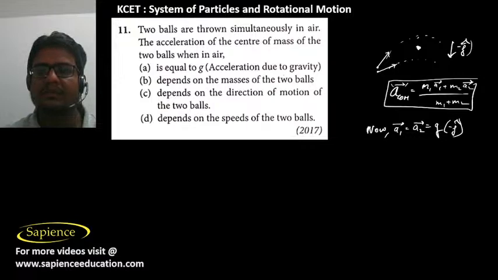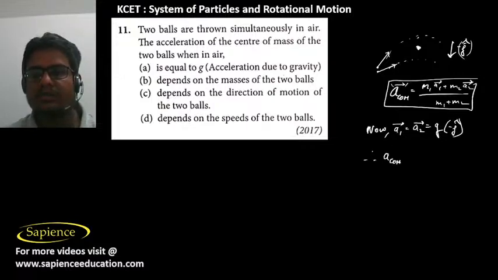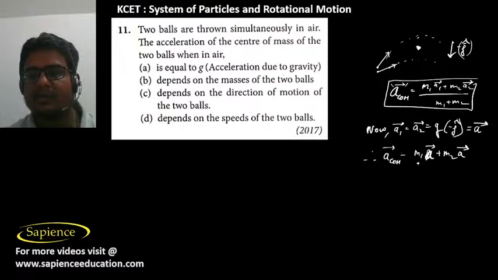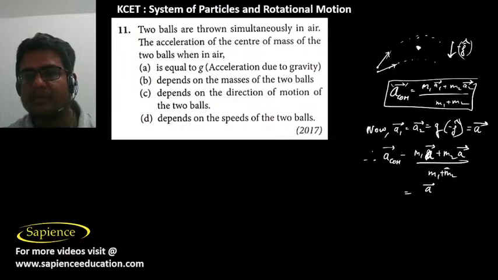We take it as minus j cap. So a1 equal to a2. So therefore the acceleration of the center of mass will be equal to m1 g vector, let's say we call it vector a, plus m2 into a vector, divided by m1 plus m2. From here, a vector I can take as common, so this will be a vector into m1 plus m2 by m1 plus m2, which will be equal to a vector only.